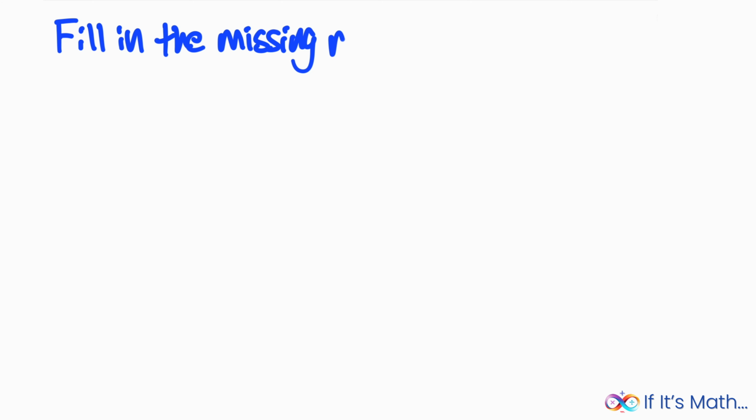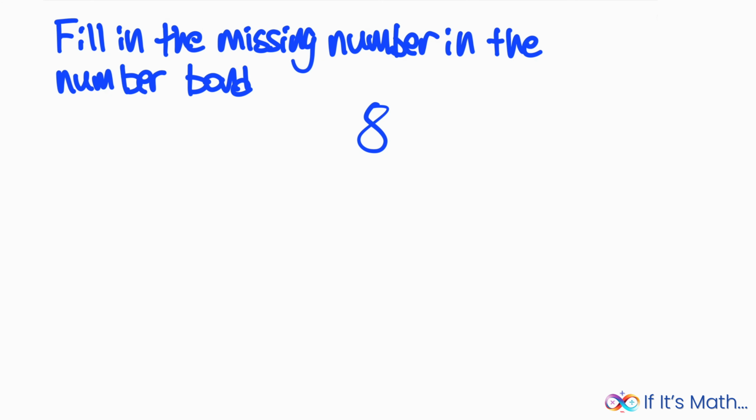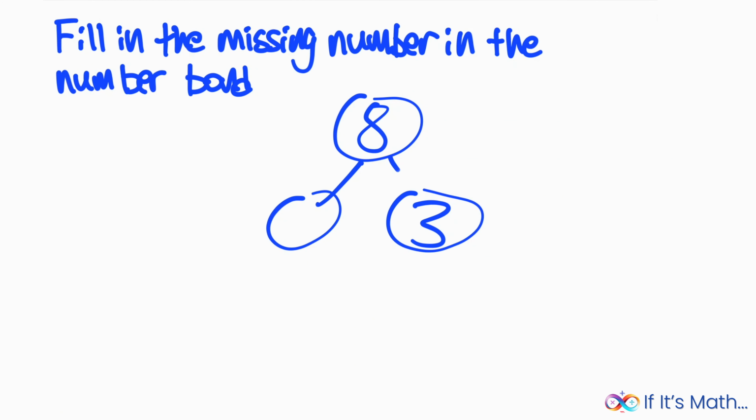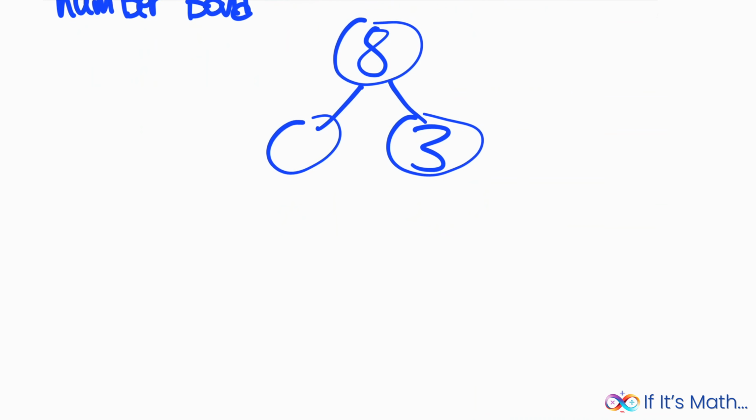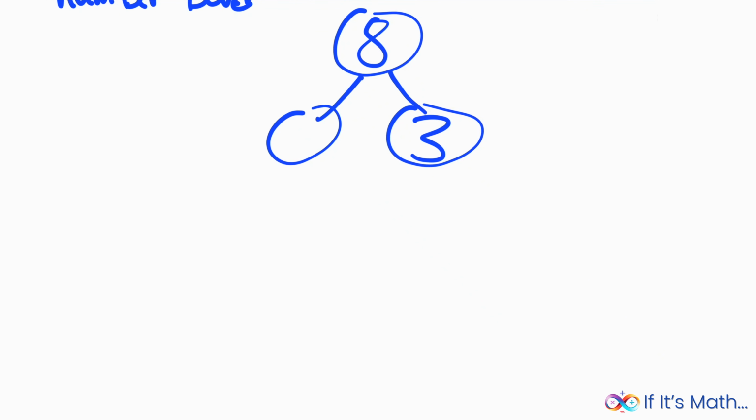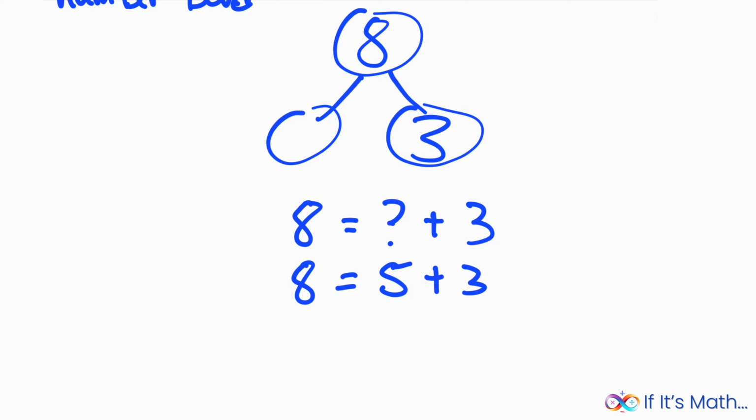So the next type of practice problem that you can encounter is to fill in the missing number in a number bond. So if we think about 8, if we were given this number bond, 8 is what in 3 when you think about those bonds? Well, this equates to 8 being equal to some number plus 3. Looking at that, we know that that is 5. So the missing number in the number bond is 5. And that's all that you have to do.